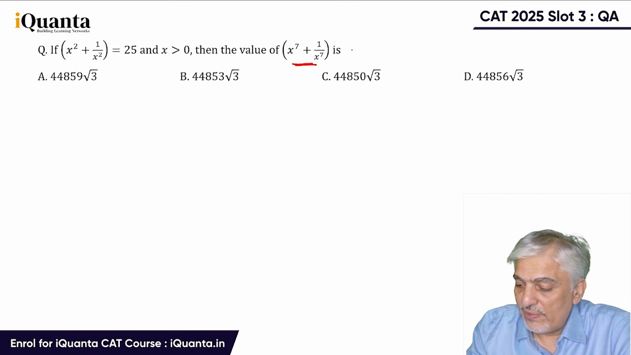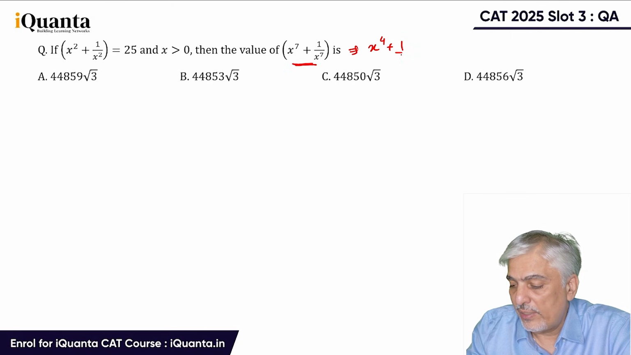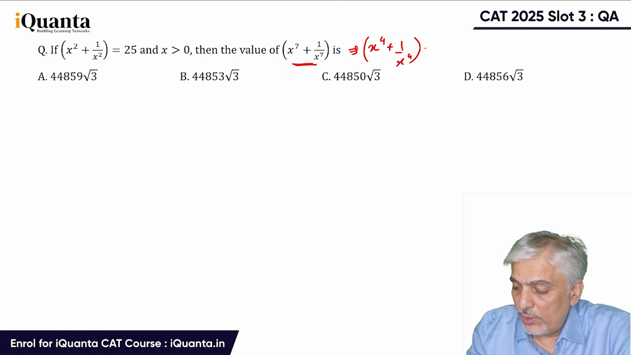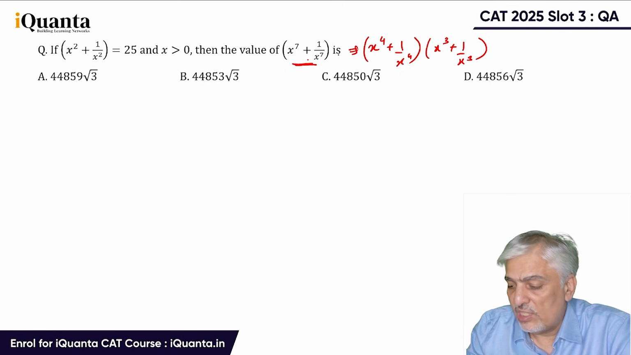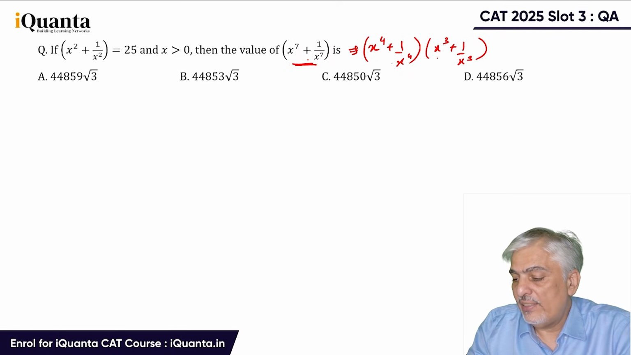Now x raised to 7 plus 1 upon x raised to 7, the easiest way of finding it will be x raised to 4 plus 1 upon x raised to 4 into x cube plus 1 upon x cube. You will get through this. This is not equal to this, but when you expand this, you will more or less get what we want. So I need to find these two things.